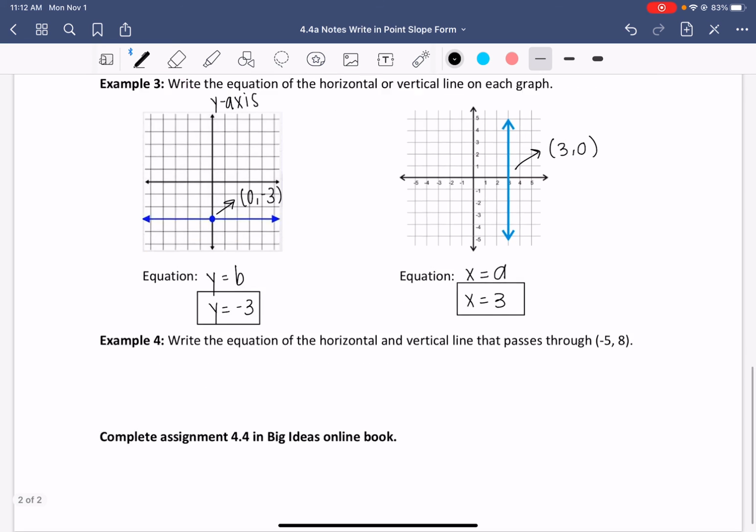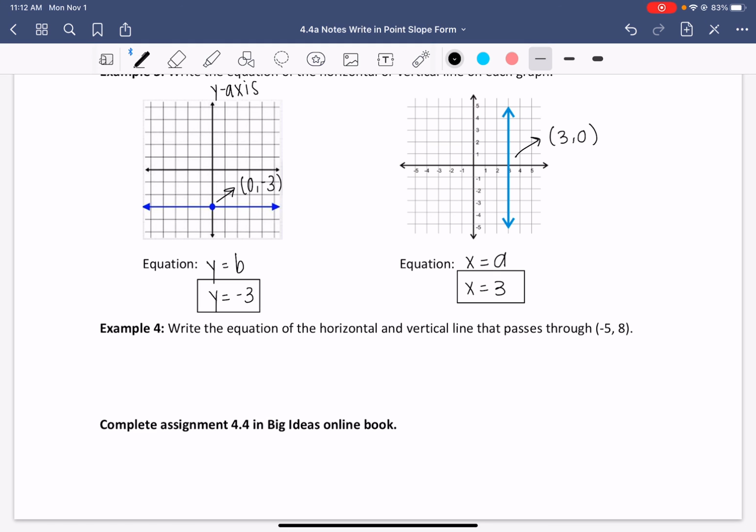All right. I'm going to leave example 4 to you. The copy or the answers to that question will be on the notes.